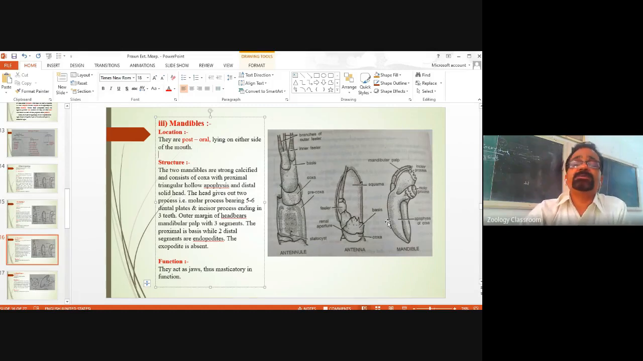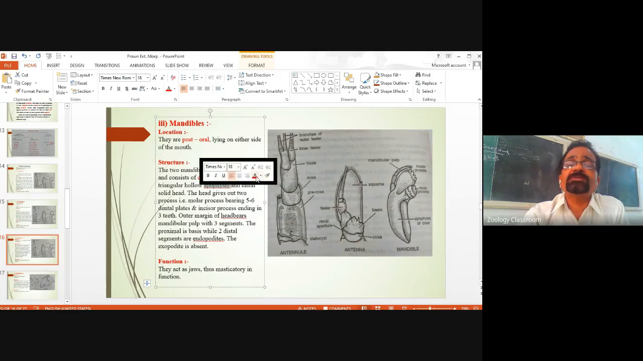the only one mandible which we are observing here. It consists of the coxa, the segment coxa, with a proximal triangular hollow structure called the apophysis. So this is the apophysis of the coxa. Coxa is triangular and this is attached. And the distal solid head. This is distal. This entire part is the solid head.